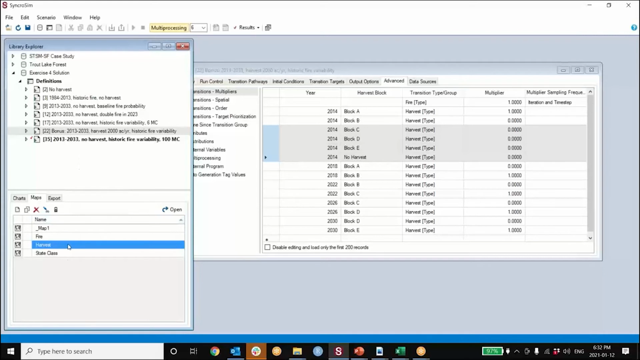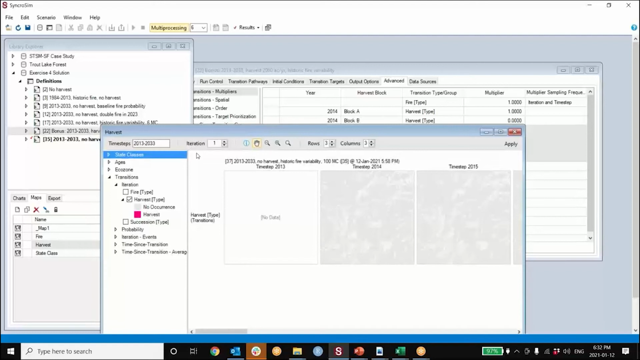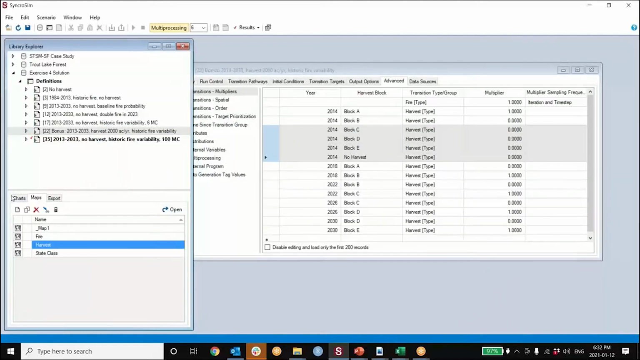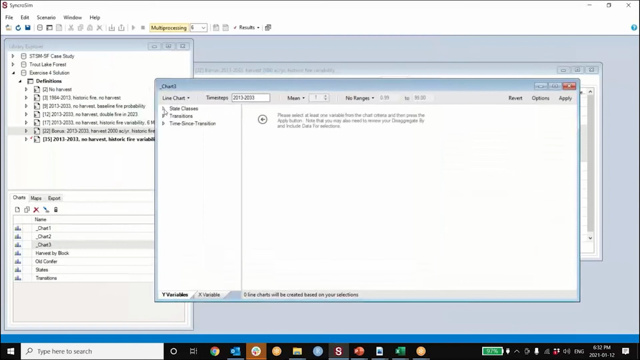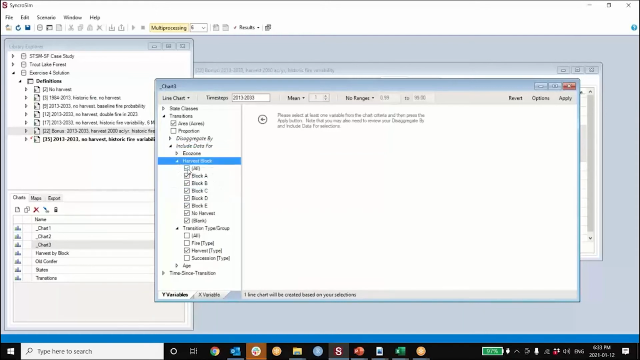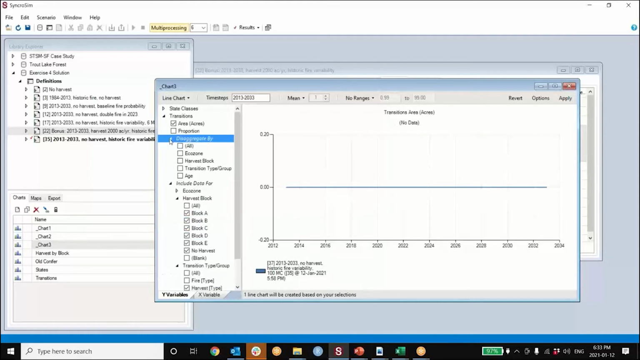If I look at the output, this is the pattern of harvest across the landscape. Whoop, that's the maps. Sorry, I'm in the wrong screen. If I look at harvest by block, again, to show you how I do that, I create a chart. Harvest is a transition. The total area, I could disaggregate, but I don't have to here because I'm only going to include harvest by, I only want that included, and I want it for all the blocks. I don't need the blanks. I think that should do it. Oops. I have to disaggregate by the harvest blocks.